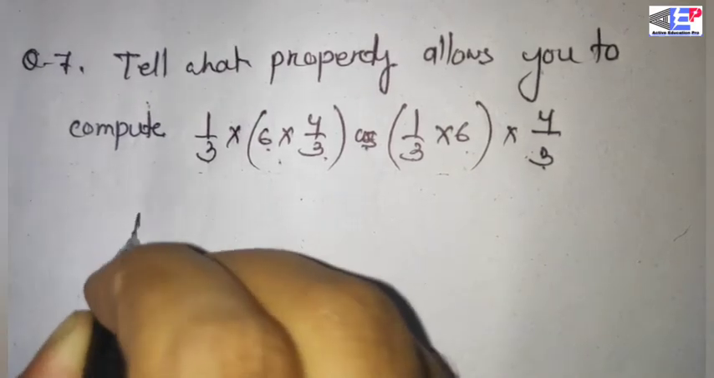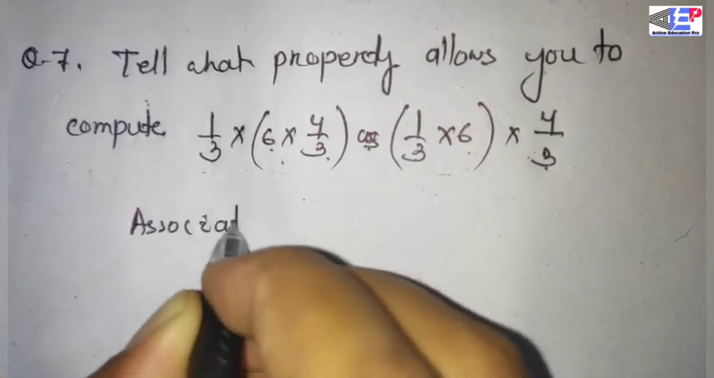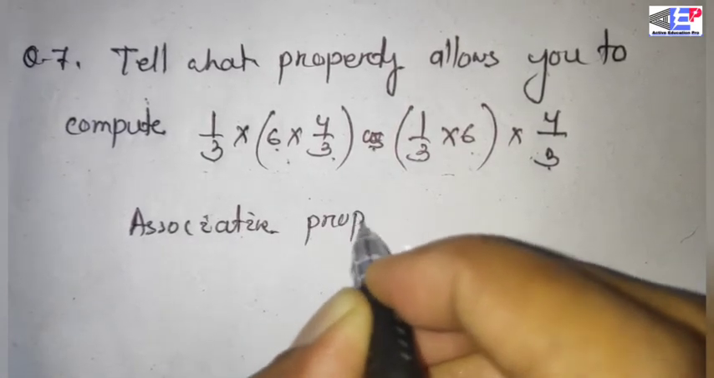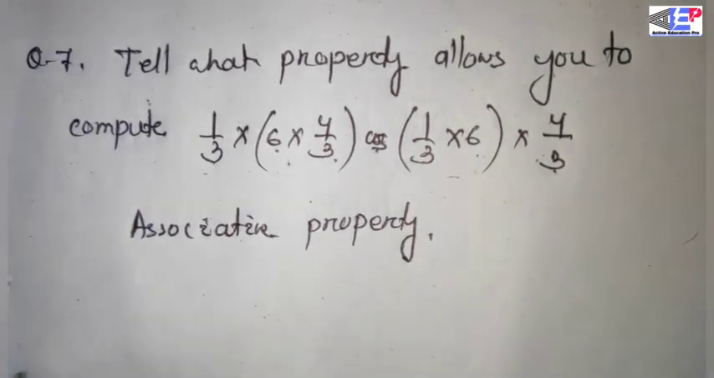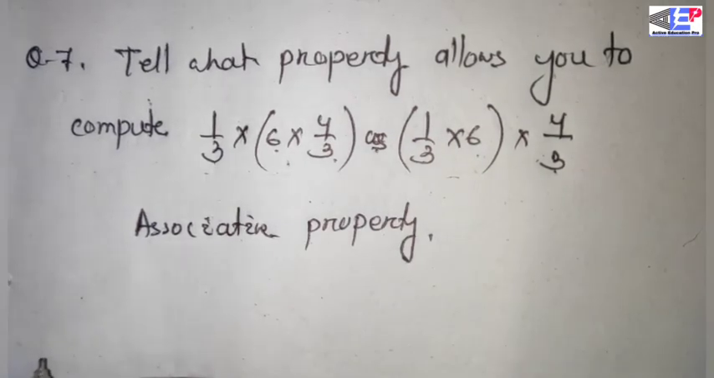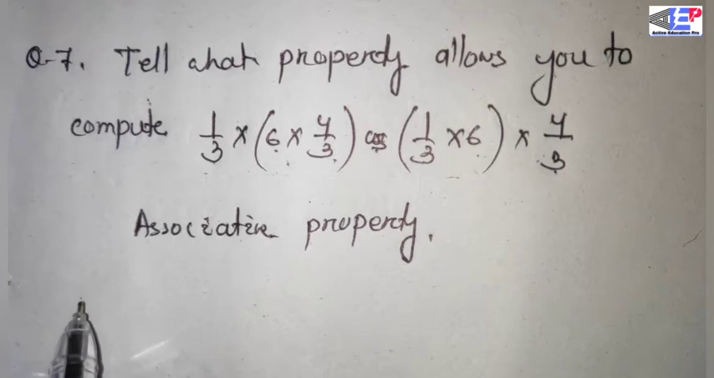So it follows the associative property, and you know very well that multiplication of three rational numbers follows the associative property. It holds true for multiplication of rational numbers. Visit my last video, properties of rational numbers, to find out more information about the associative property and all these properties of rational numbers.